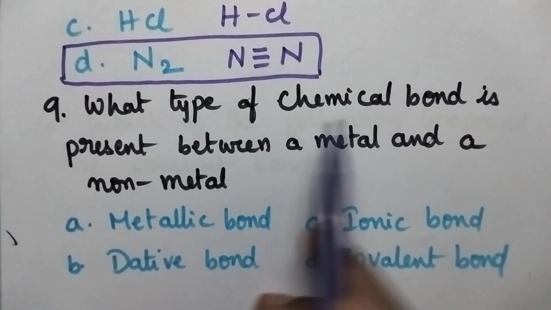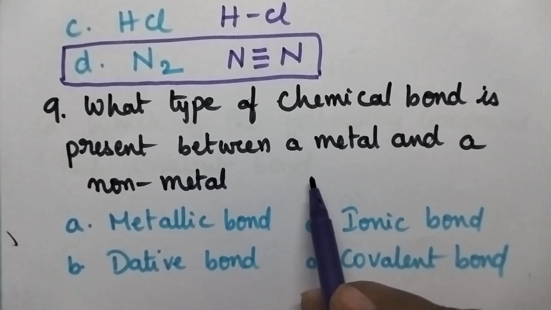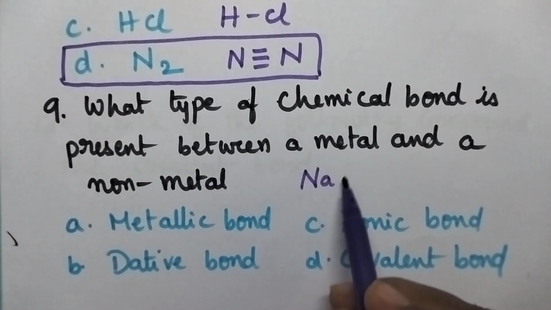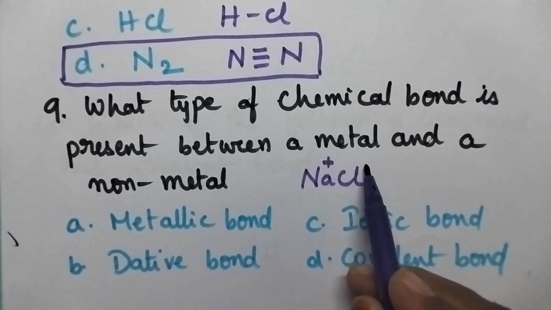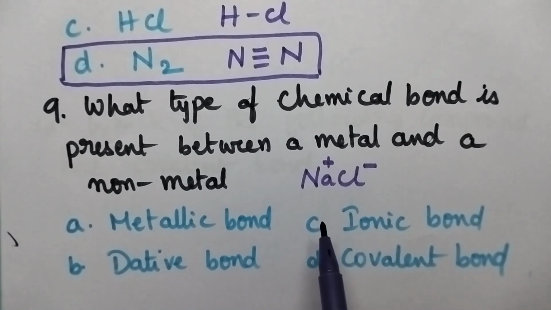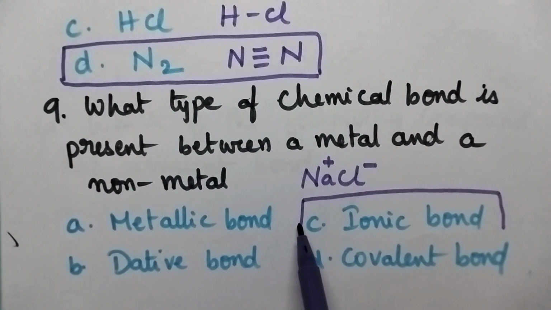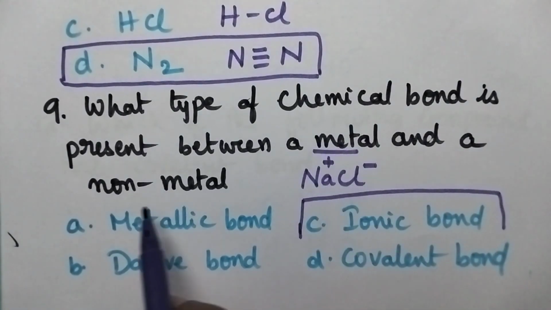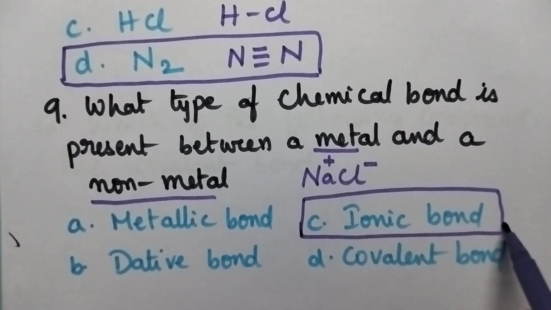What type of chemical bond is present between a metal and a non-metal? For example, when we consider NaCl, Na is the metal and Cl minus is the non-metal. So it consists of an ionic bond. Hence, always an ionic bond is present between a metal and a non-metal. So option C is the right answer.